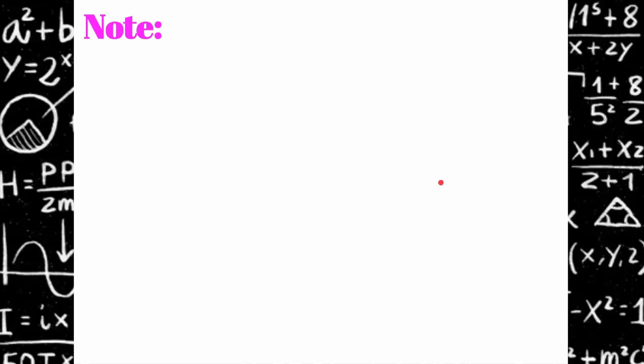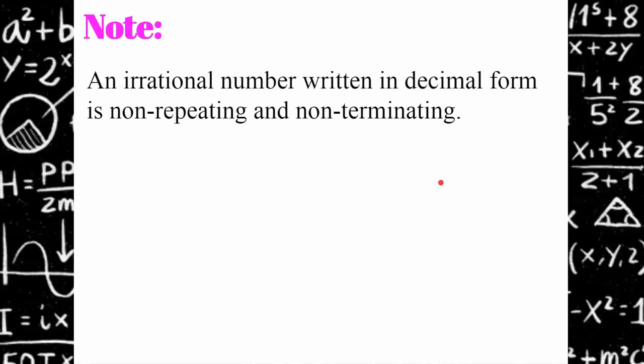Some things to take note of. An irrational number written in decimal form is non-repeating and non-terminating. If a decimal is a repeating value, then it can be written as the ratio of two integers. It can be written as a fraction. If it terminates, it can be written as a fraction.